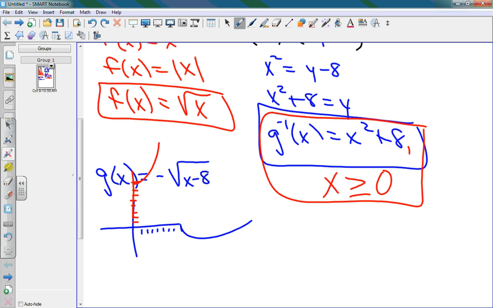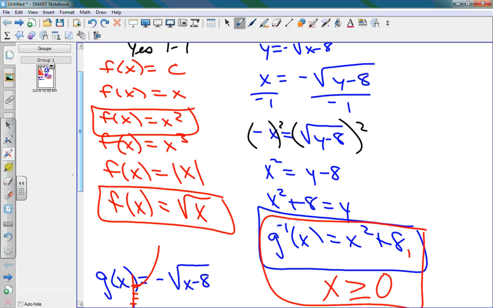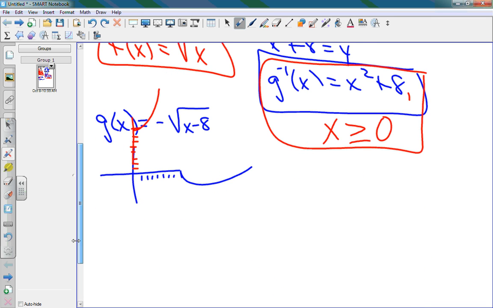Nope. Is there a domain restriction for every problem? Only if it does not pass the horizontal line test. Like if you're looking at our parent function, this does not pass the horizontal line test, and this does not pass the horizontal line test. Absolute value and x squared do not pass the horizontal line test. So therefore, if you're doing an inverse of those things, you have to make sure that the inverse does pass the horizontal line test, which is why I restricted it.